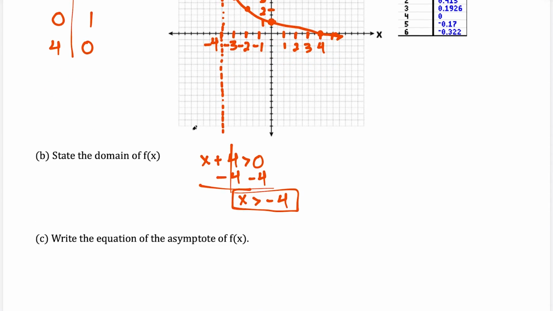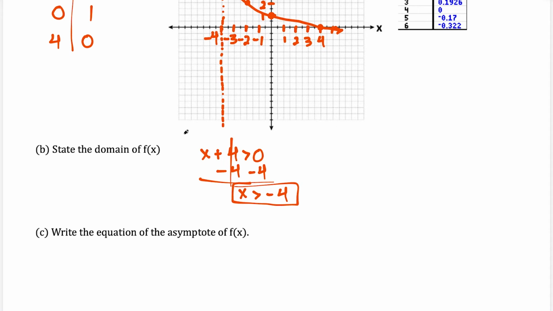So for the last part of this question, what is the equation of the asymptote of f of x? We have a vertical asymptote at x equals -4.